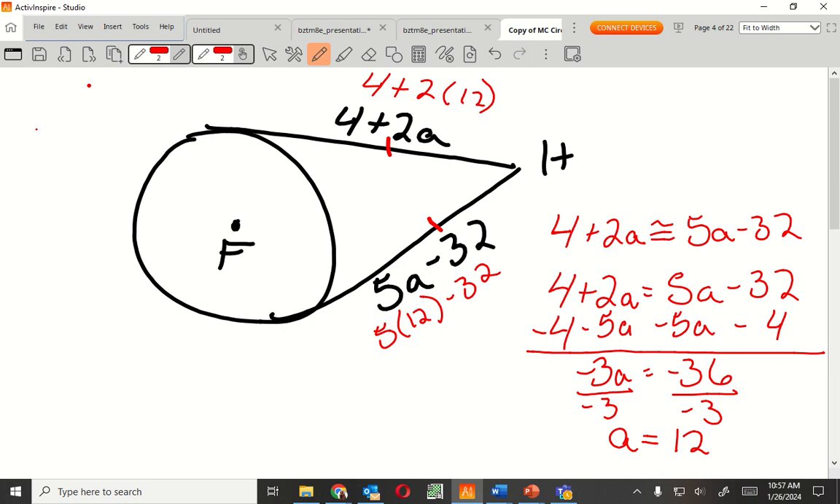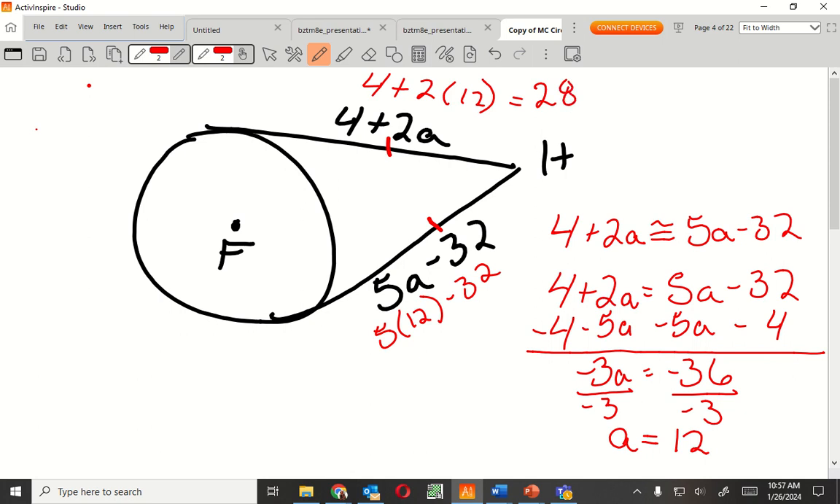Okay, NumWorks, right? There we go. So what do we come up getting for my measurement? This is going to give me 28. It's 24 plus 4, which is 28.